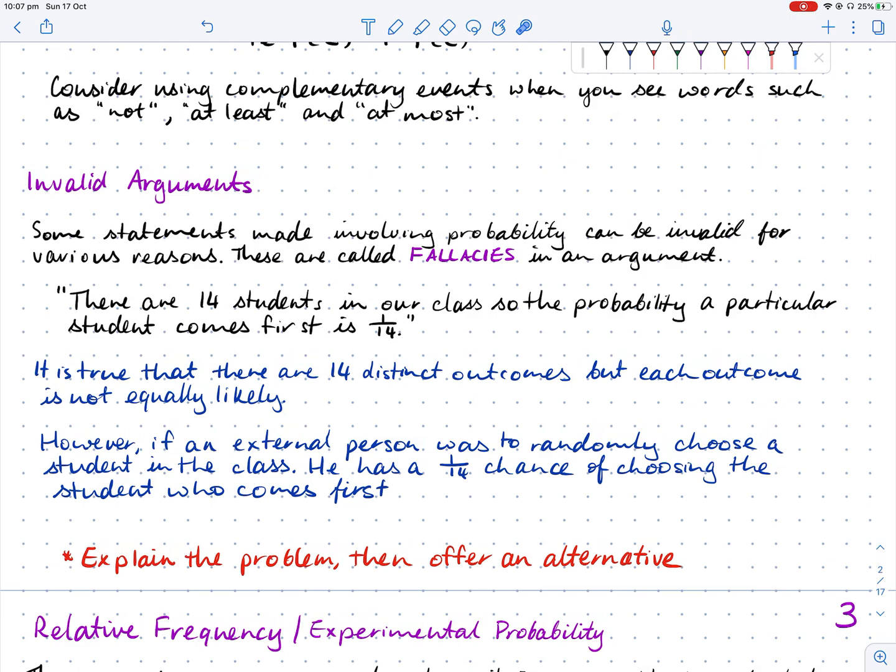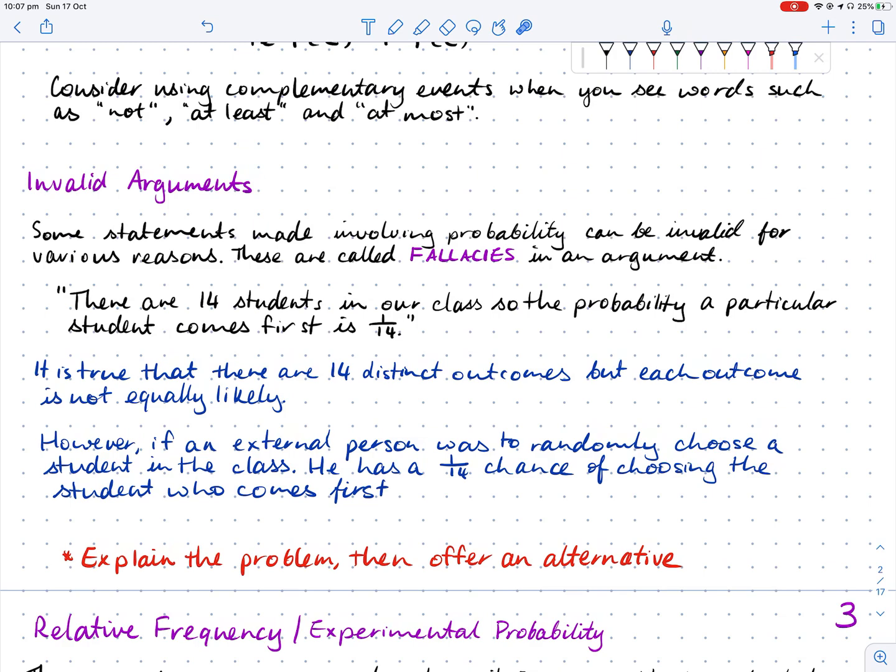Each one is not equally likely. And then we want to offer a way in which this statement could be true. So with a little bit more information, this statement could be true. So I've said, however, if an external person was to randomly choose a student in the class, then that person has a 1 in 14 chance of choosing the person who came first.